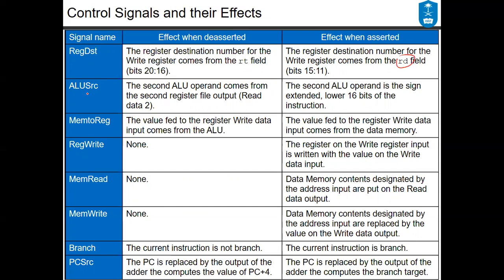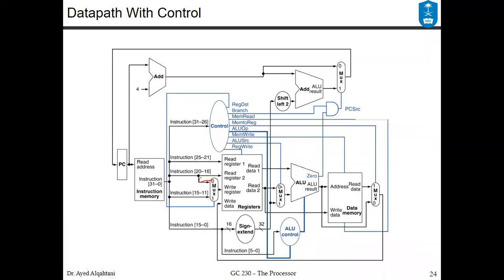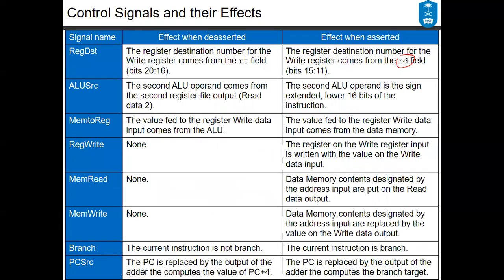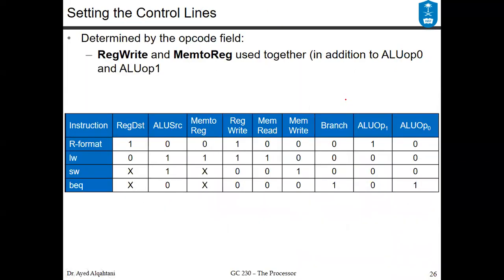Now for the ALU source, the second ALU operand comes from the second register file output, which is read data 2. So when it is equal to 0, you get the register. And this is what we have. From the 0, you get the register from read data 2. If it is 1, then the second ALU operand is the sign extended lower 16 bits of the instruction, which is what we have here.